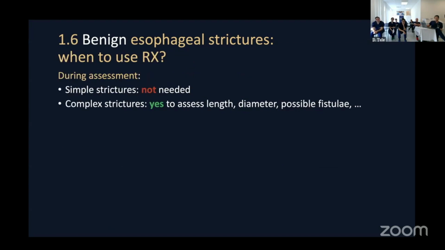Next topic, when are we going to use fluoroscopy, as was asked this morning? So for benign esophageal strictures, during the assessment of a simple stricture, as we've seen, you can look past the stricture, so it's not needed. With complex strictures, as in the previous case, it's definitely useful to assess the length, the diameter, if there are possible fistula, etc.